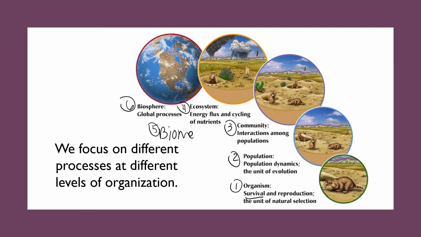For the ecosystem, we're looking at how does the energy move through the ecosystem? How do we cycle nutrients like carbon and nitrogen that everything needs to live? And then at the biosphere level, you're obviously looking at everything on a global scale.